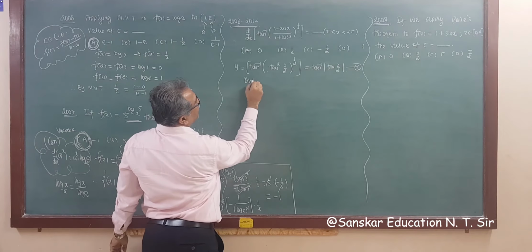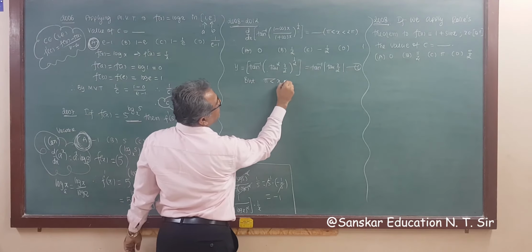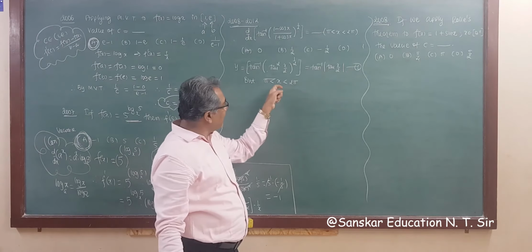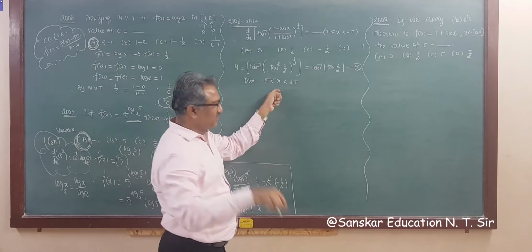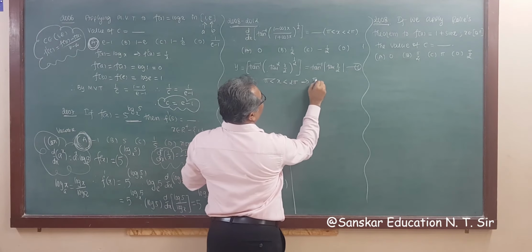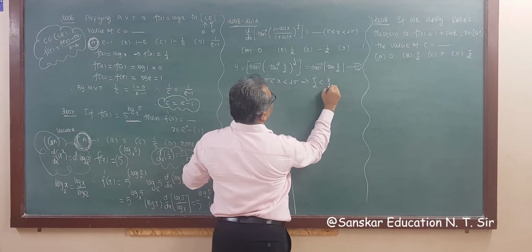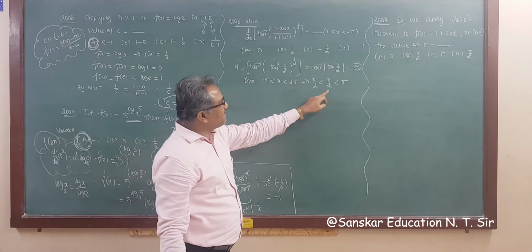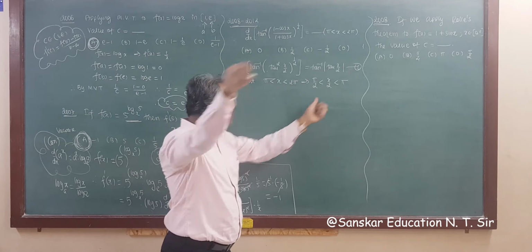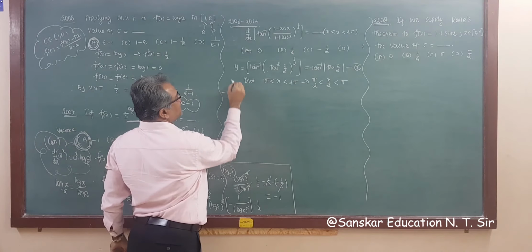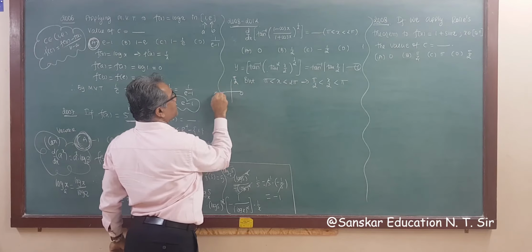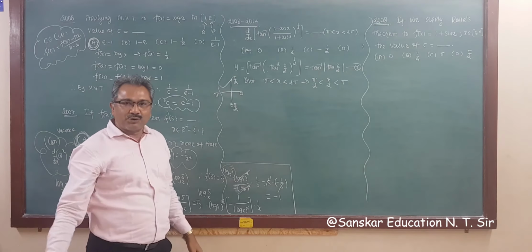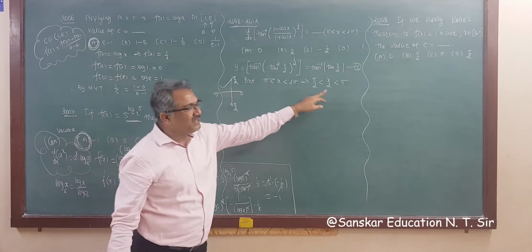But you are given pi less than x less than 2 pi. So for x by 2, dividing this by 2, this implies pi by 2 is less than x by 2 is less than pi. That means x by 2 lies in pi by 2 to pi. This is 0, this is pi by 2, this is pi, this is 3 pi by 2. That is, x by 2 lies in the second quadrant.